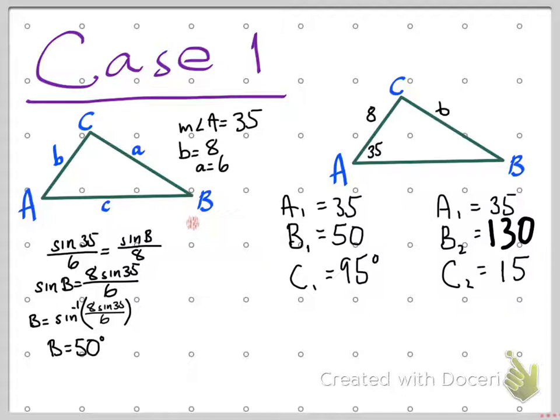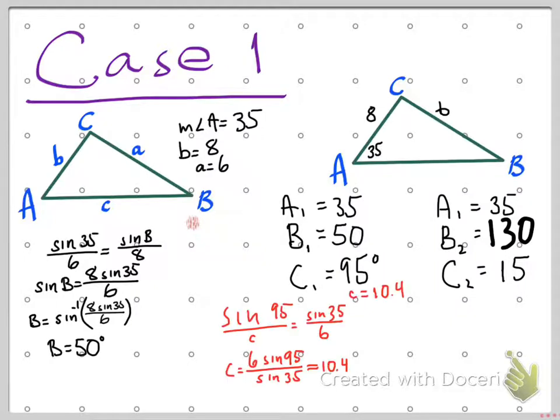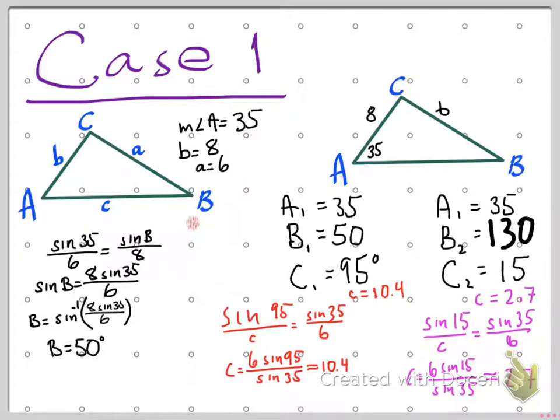Let's work out the length of side C now with the law of sines. In the first case, where C is 95 degrees, you set up your proportion, cross multiply, and divide, and you get side C is 10.4 units long. Well, that could happen. If you work it out for the other measurement for angle C, you'll get side C is now 2.7 units long. And that's also possible.